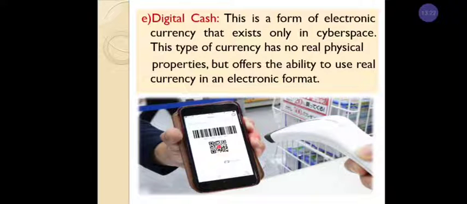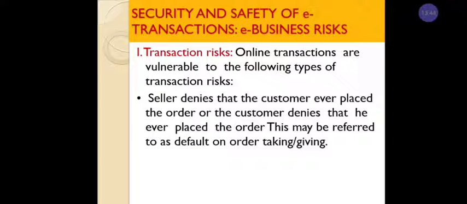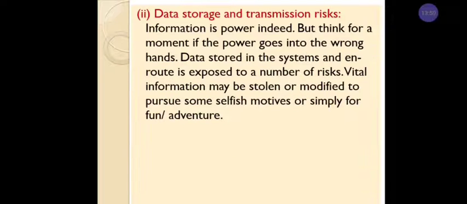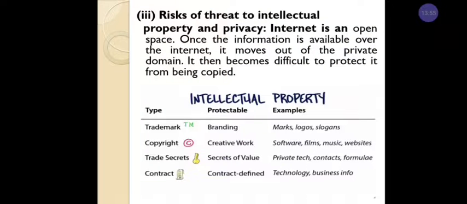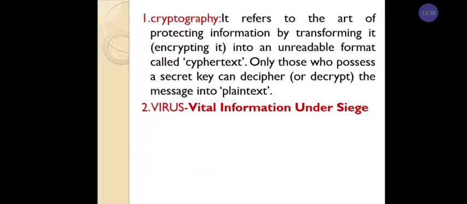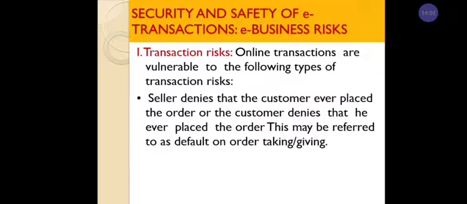In an online transaction, we have 3 steps. First one, registration. Second one, placing an order. And third step, payment mechanism. And next topic, we have risk. Here, risk means the risks a customer may face while purchasing a product on an online or e-commerce website. The first risk is transaction risk, the second risk is data storage and transmission risk, and the third risk is intellectual property or privacy risk. Here the first one we have is transaction risk.